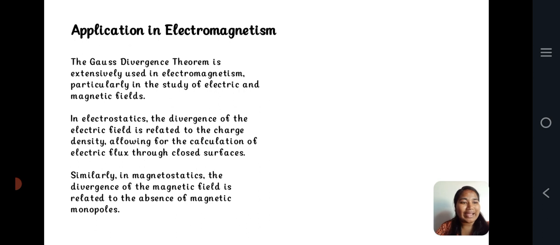Application in electromagnetism. The Gauss divergence theorem is extensively used in electromagnetism, particularly in the study of electric and magnetic fields. In electrostatics, the divergence of the electric field is related to the charge density, allowing for the calculation of electric flux through closed surfaces. Similarly, in magnetostatics, the divergence of the magnetic field is related to the absence of magnetic monopoles.